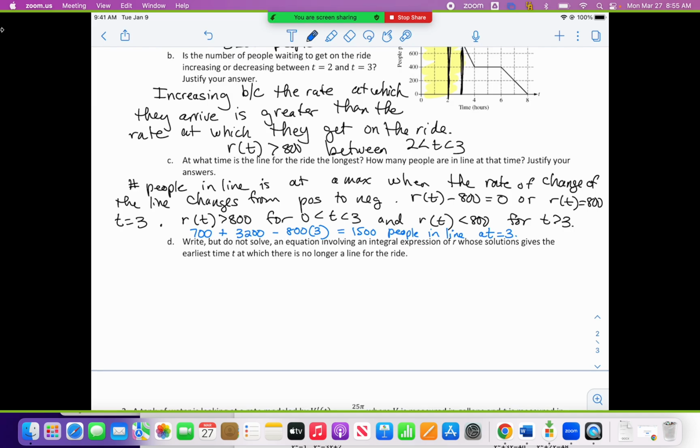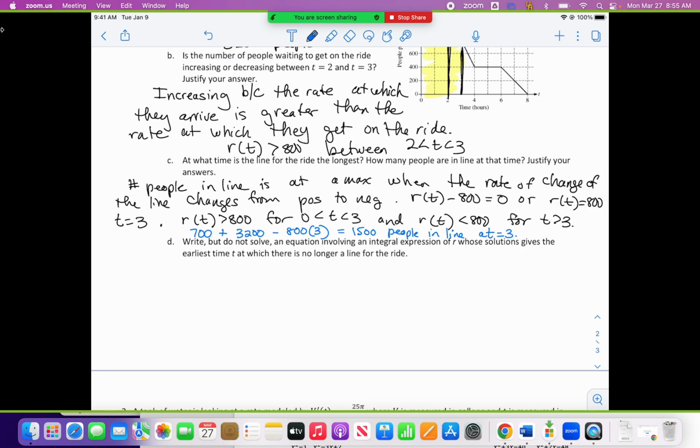So let me go over the blue part one more time. So when the park opens, there's 700 people, right? Then there's a net change of people arriving, and we figured that out in part A to be 3,200. But at the same time, every hour, 800 people are getting on the ride. So that's a takeaway for a total of 1,500 people.